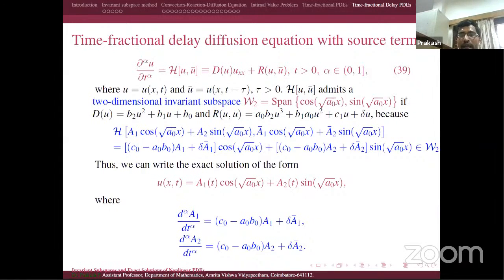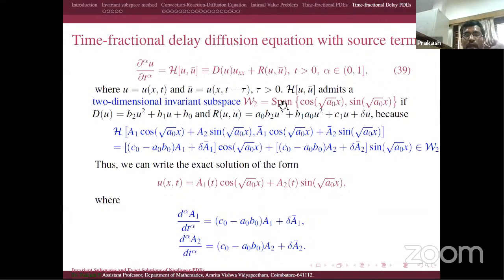So here we can extend to time fractional delay partial differential equations also. Here I'm considering the delay diffusion equation with source term. So this H of u comma u bar is an operator. The order of the operator is 2. Then this H of u comma u bar admits a two-dimensional invariant subspace, that is a trigonometric subspace.